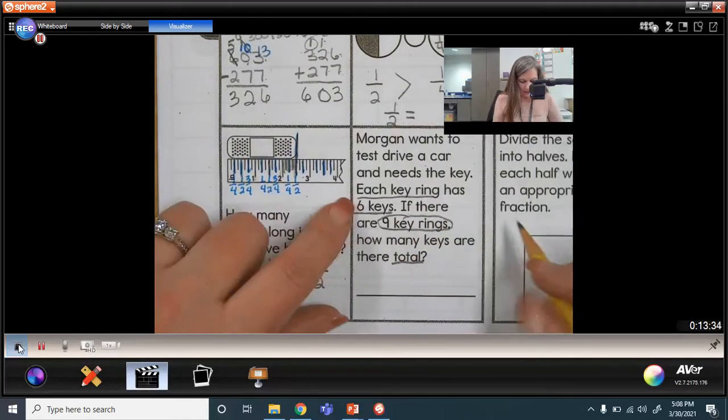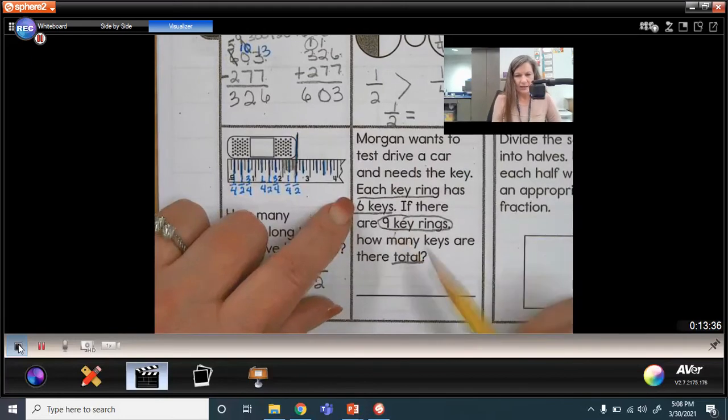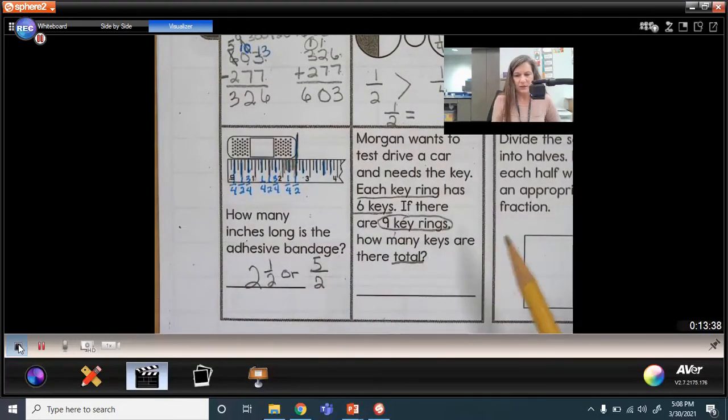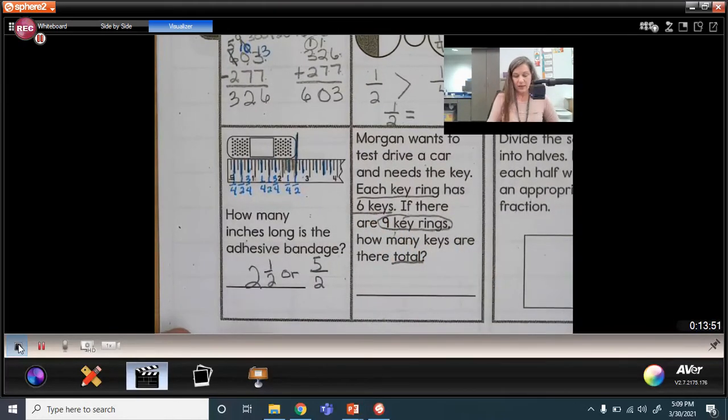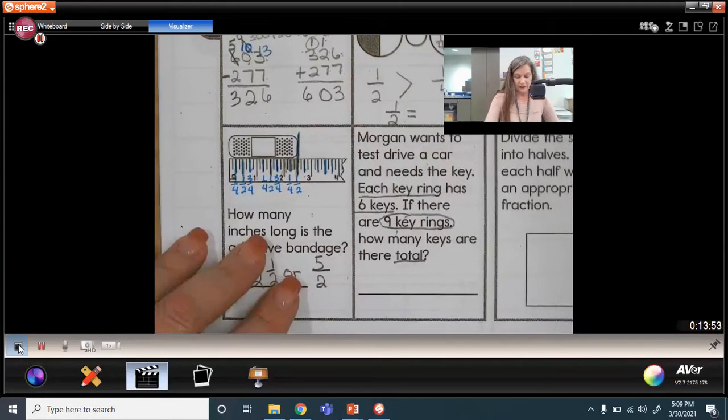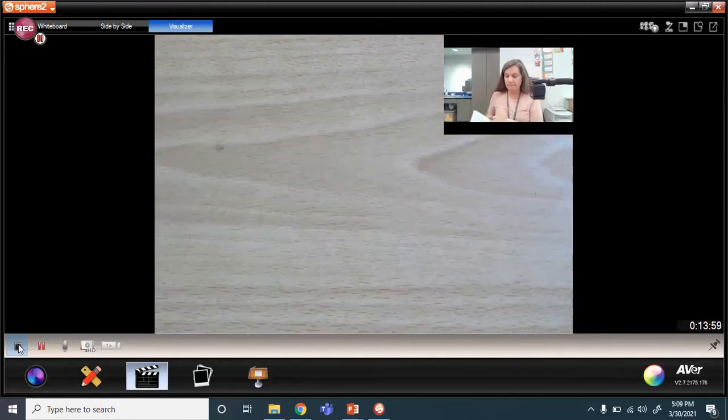Remember, we're not adding keys to key rings. They're not asking us how many keys and key rings there are. They're asking us how many keys there are. And so we're taking the key rings, those are the groups, and we're putting 6 keys on each key ring. So that's 9 groups of 6. And 9 groups of 6 means that we are using what? Multiplication, right?